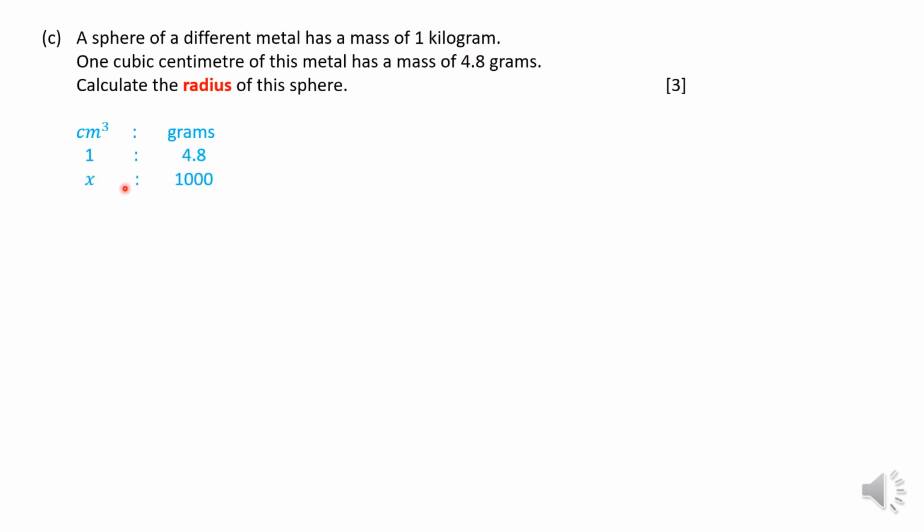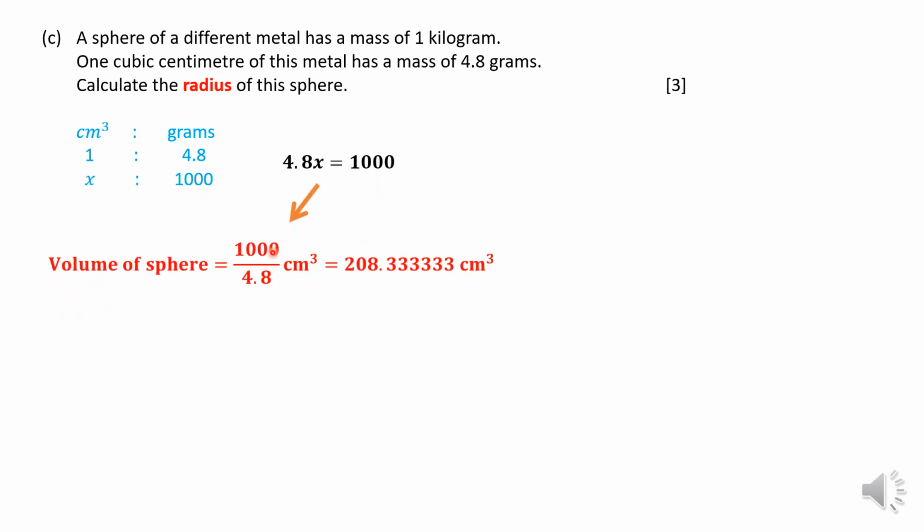So I need to find the volume of this particular sphere. If I find the volume here, you can do your cross multiplication. You realize that I have to divide 1,000 by 4.8. That gives you the volume of the sphere. Now that you have the volume of the sphere, you can find the radius by again playing around with the formula. So what is the formula to calculate the volume of a sphere? It's 4 over 3 pi r cubed.